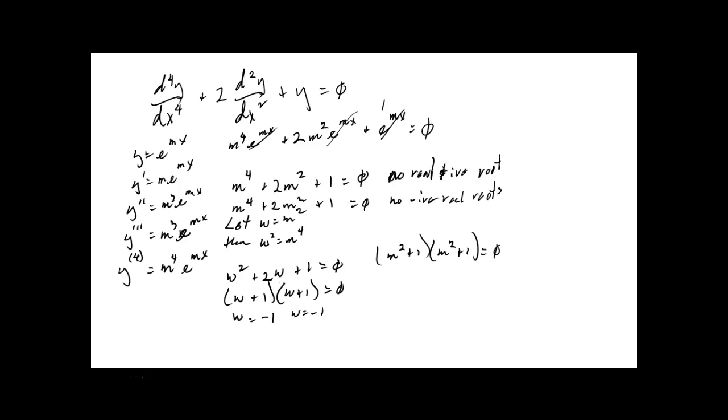Okay? Now, that means you have no real roots, and we can almost see it here. There's no way m squared plus 1 is 0. So m squared is equal to minus 1. That means m is equal to plus or minus i. Remember, it's the square root of negative 1, which is i.